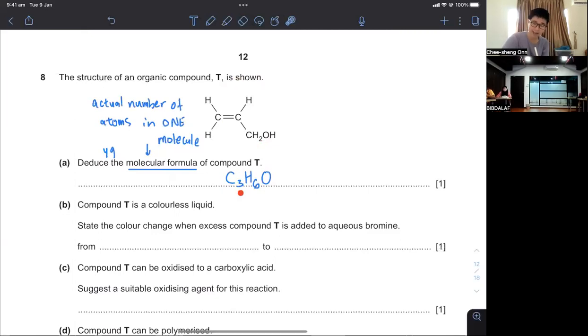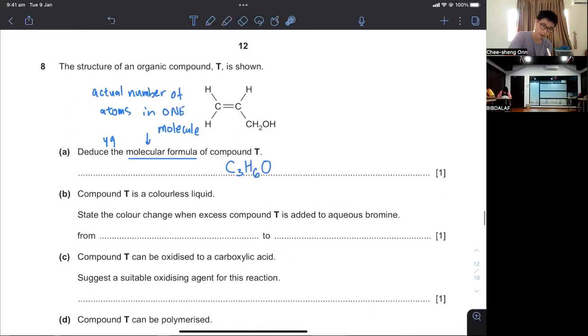Can you simplify it any further? You cannot. So the empirical formula is the same as the molecular formula because you cannot simplify it any further. Now, compound T is a colorless liquid. What does it have? It has an alkene.